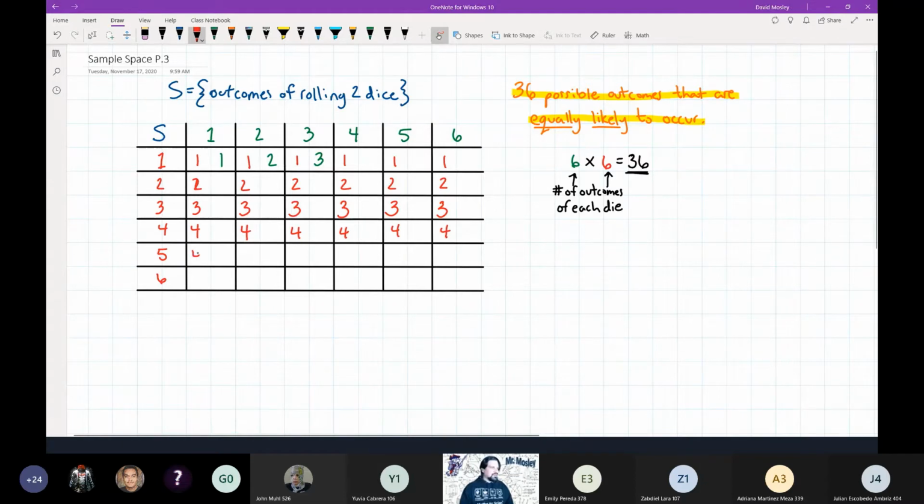Now the advantage of a sample space like this is it makes it so I can actually just count up the things that I'm looking for when I'm trying to determine a chance or probability of that specific outcome.